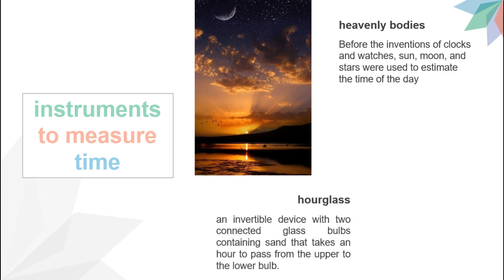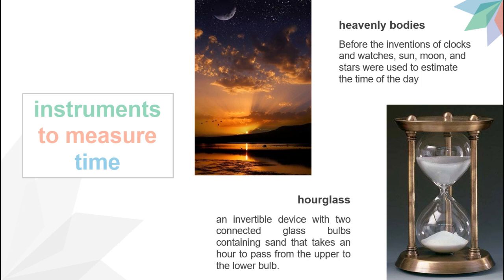Another is an hourglass. An hourglass is an invertible device with two connected glass bulbs containing sand that takes an hour to pass from the upper to the lower bulb. From the word hour, it takes an hour. So the sand they put in there keeps flowing, then after an hour, the upper bulb is empty and all the sand is in the lower bulb. They use it to set time for certain activities.